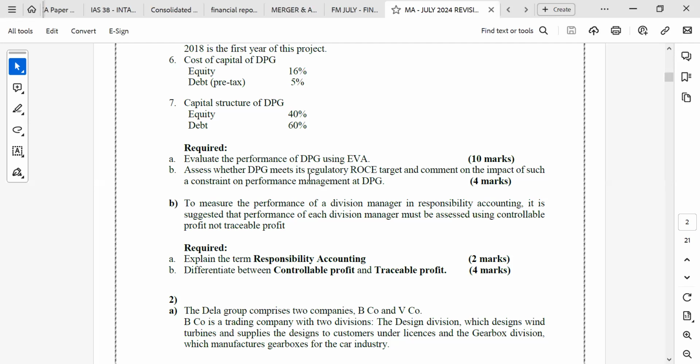So can I try? Yes, please. This is the accounting whereby the manager is responsible for both investments and costs placed under him. Okay, you are defining investment center. That is also part of responsibility accounting. That is a type of responsibility accounting. Okay, but please, if you go to the exam, you see this thing over here.